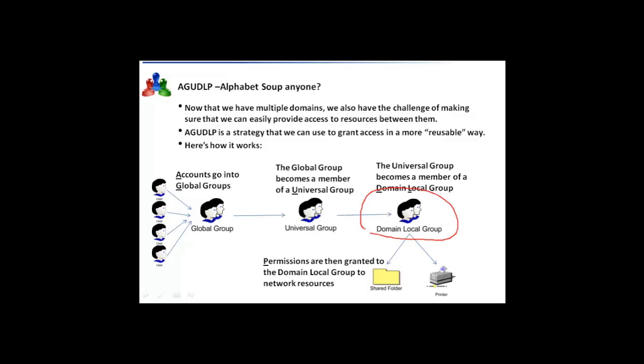Let me reiterate here. Universal group is only used if we have more than one domain. We don't need it if we only have one domain. Yes, I know what you're thinking. Why are we using it? We have one domain. I'll explain later after this.